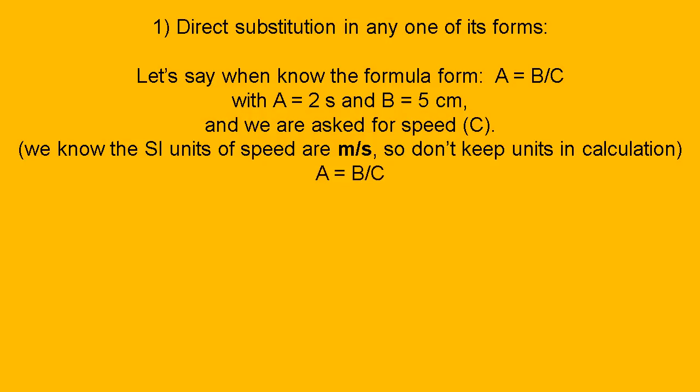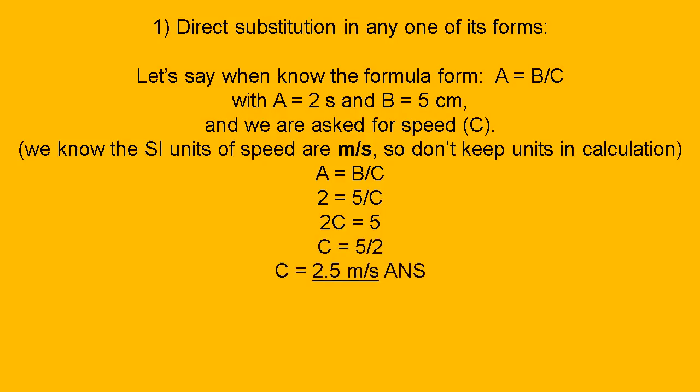So we start with the formula A equals B over C, and by direct substitution for the letters, 2 is A, B is 5, and we get the formula 2 equals 5 over C. Then solving, we get C equals 5 over 2, or C equals 2.5, and then we add the units meters per second, and then we mark the answer. Here I've marked it 2 ways with an underline in the letters A and S, just to emphasize that point.